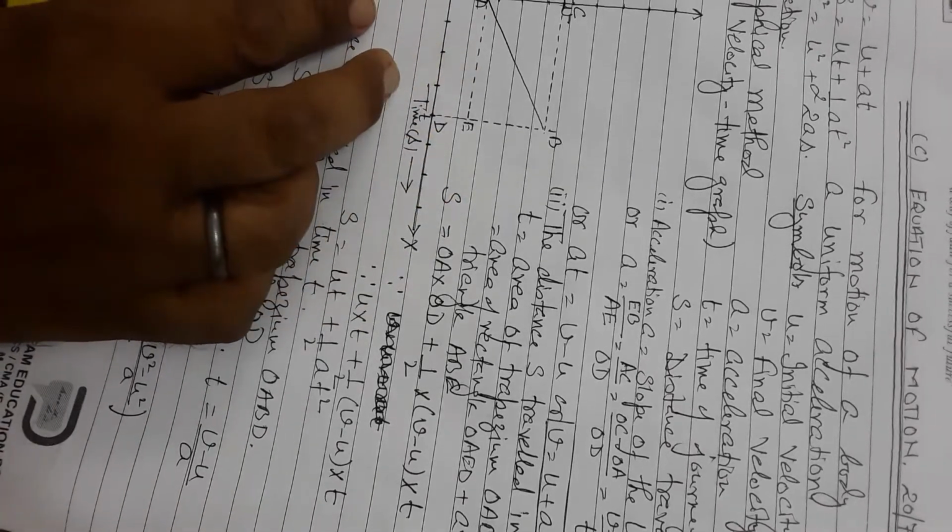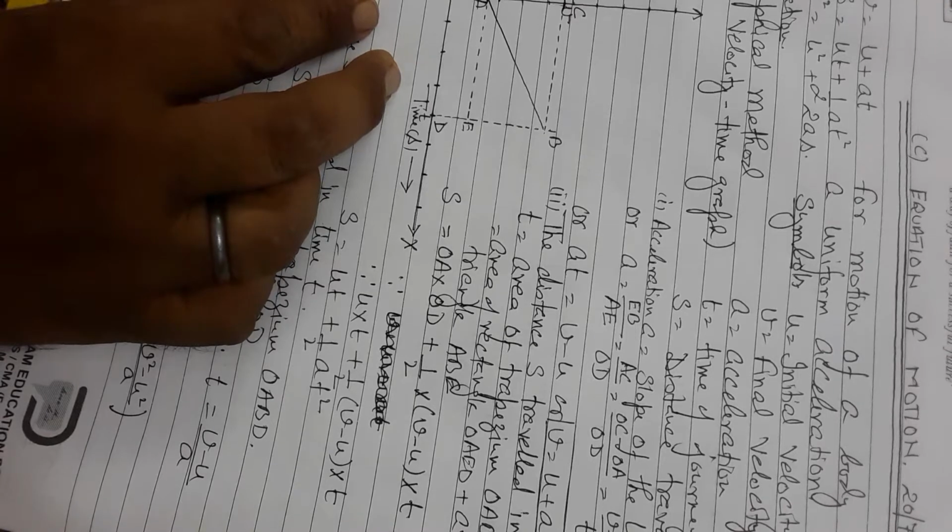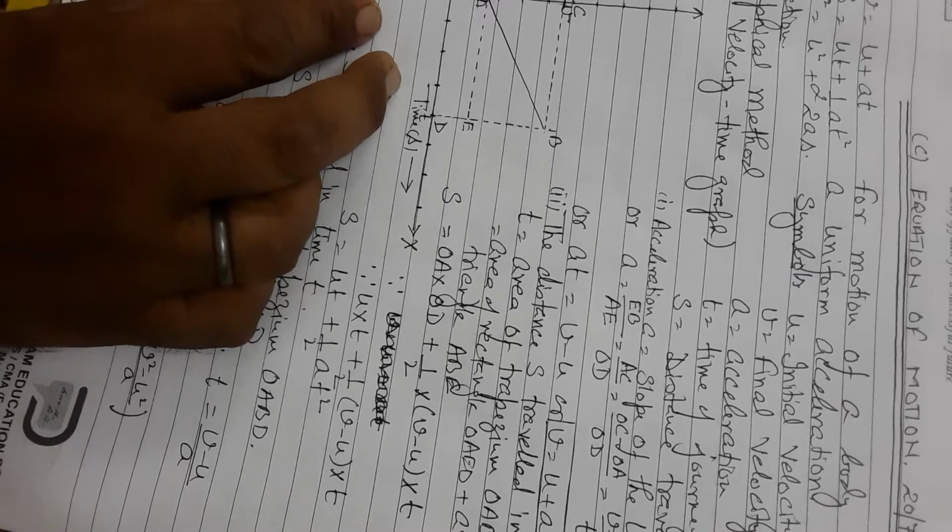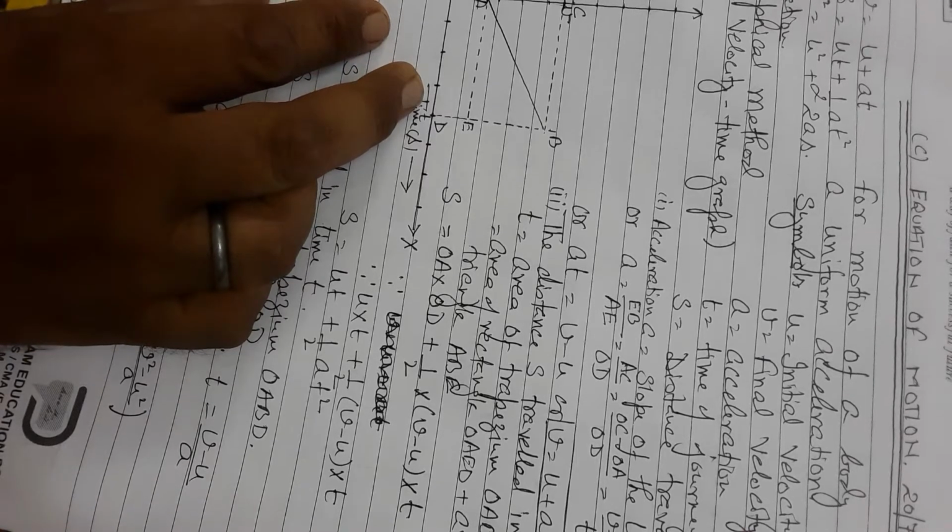Equation of motion consists of three equations. For the motion of a body with uniform acceleration, a few symbols are used: U, initial velocity; small v, final velocity; A, acceleration; T, time of journey; S, distance or displacement. Clear? So here three equations are there.